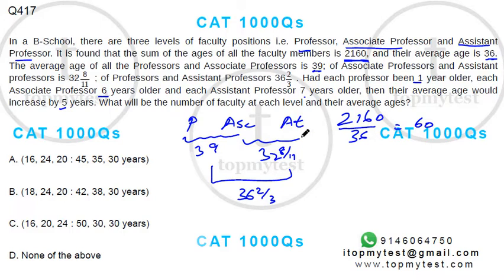Instead of calculating, let's use the options. The total number of people should be 60. This is 40 plus 20, 60. This is 42 plus 20, not 60. This is out. This is 60.